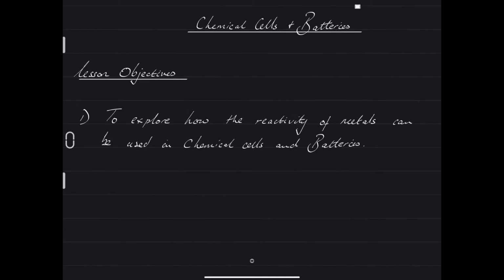In this lesson, we are going to be looking at chemical cells and batteries. So the lesson objective for today is to explore how the reactivity of metals can be used in chemical cells and batteries. We will be looking at rechargeable batteries and non-rechargeable batteries as well.